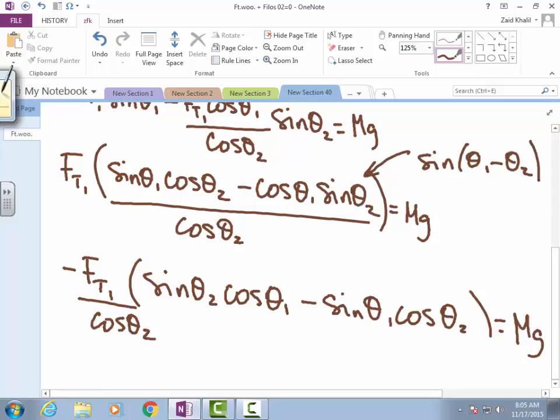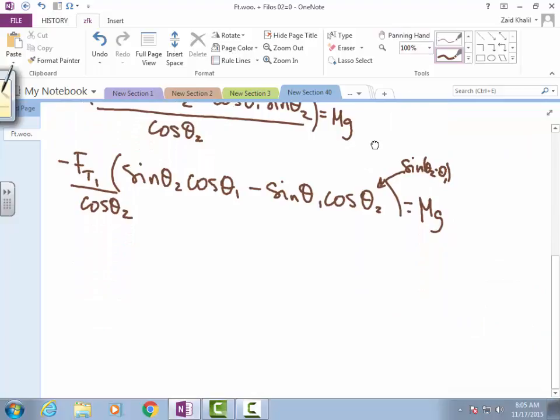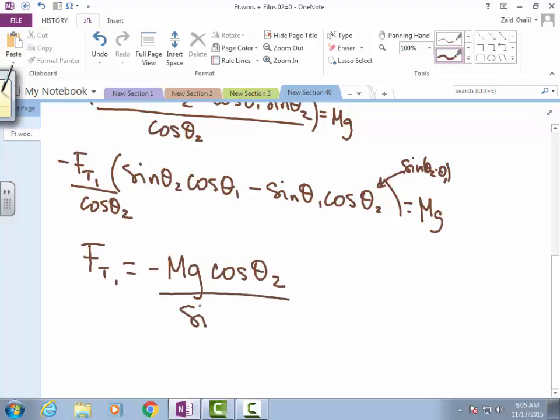Now the question is, why didn't I want to use that? Why instead did I factor out negative and in fact got the sine of theta 2 minus theta 1? Why did I prefer this? The answer is, we will see. So, bear with me. So you have ft1 is equal to negative mg cosine of theta 2 over the sine of theta 2 minus theta 1.